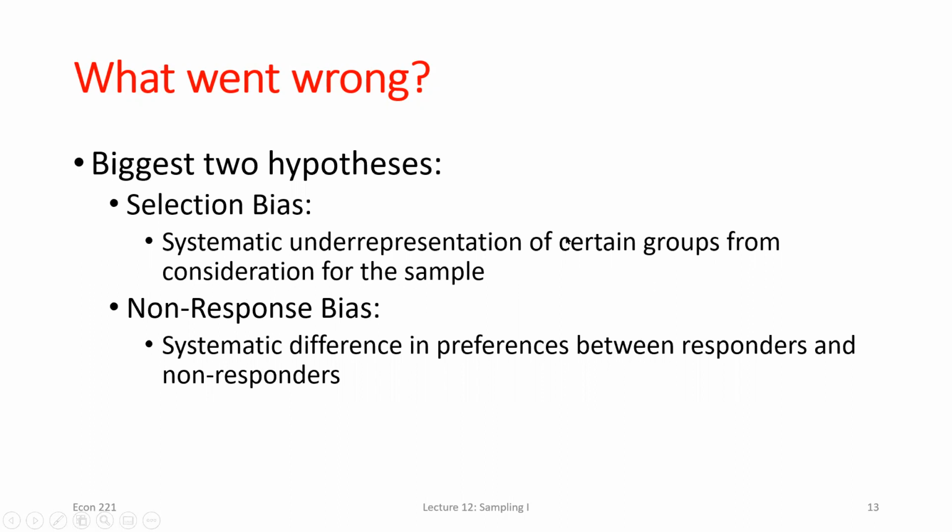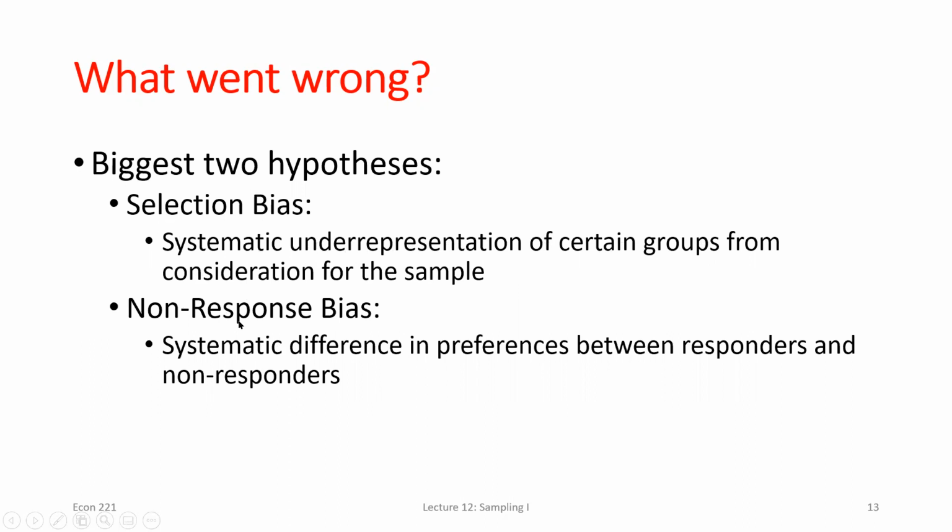I was having a certain group either be overrepresented, which would mean the other group ends up being underrepresented in my sample, right? So that's my selection bias. If I'm over-selecting from a certain group to be in my sample.